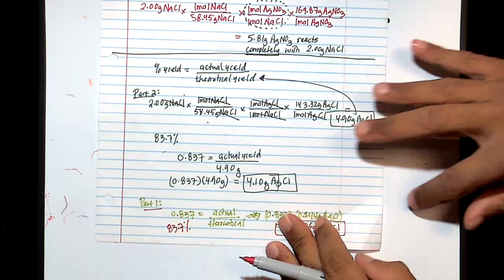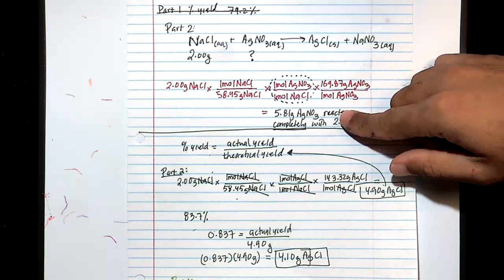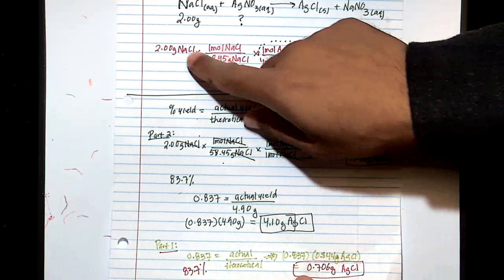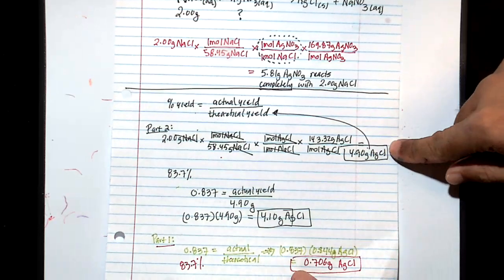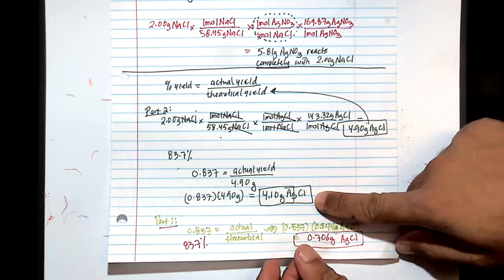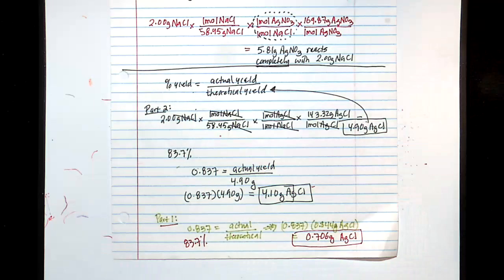In part 2, starting out with 2 grams of NaCl or 5.81 grams of AgNO3, if you start with those 2 starting materials, they react completely, so no excess, no limiting. If you produce 4.10 grams, you're getting an 83.7% yield. Okay. That makes a whole lot more sense than when I was trying to go through it last night. Yeah, that's a little tricky.